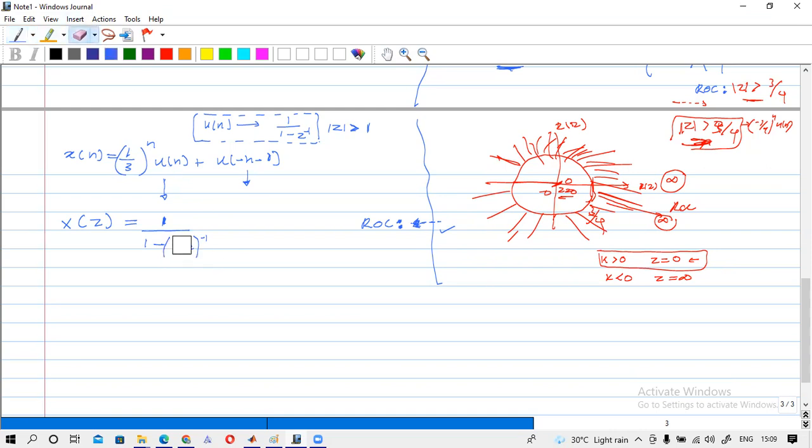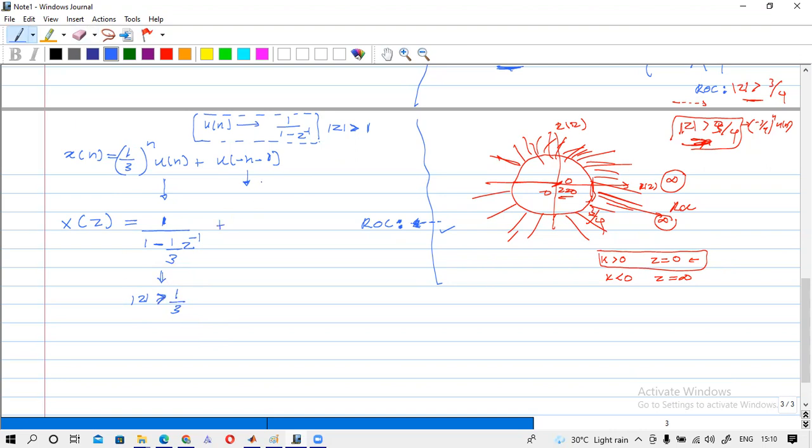So I will write it here directly. So you have minus 3 Z minus 1. Okay, so what is the ROC here? ROC also will be scaled. So Z should be greater than 3 by 4, sorry, 1 by 3. Z should be greater than 1 by 3. So this will be the ROC and this will be the Z transform.